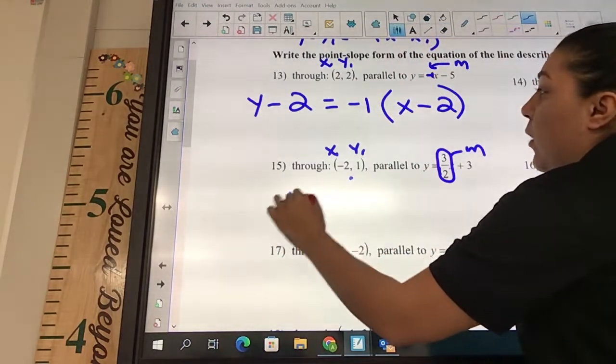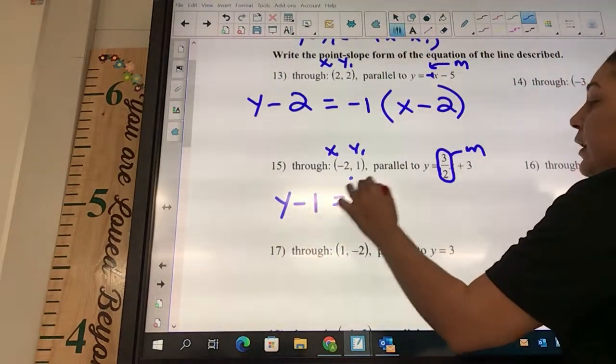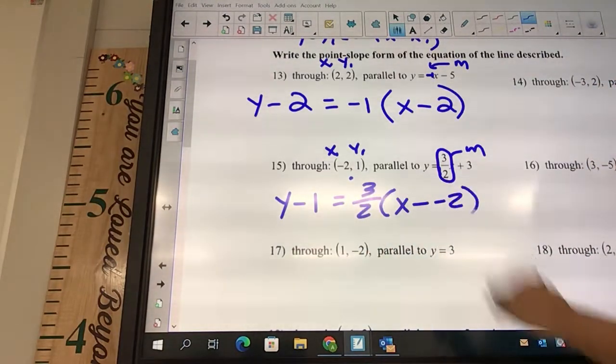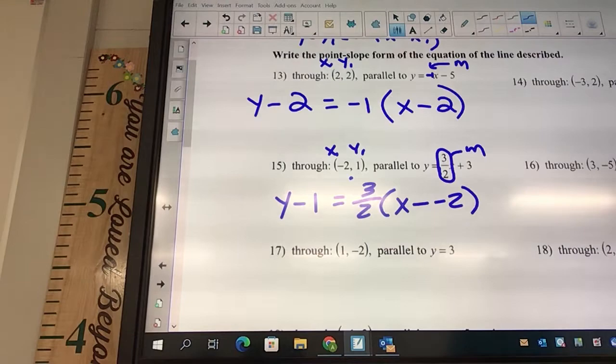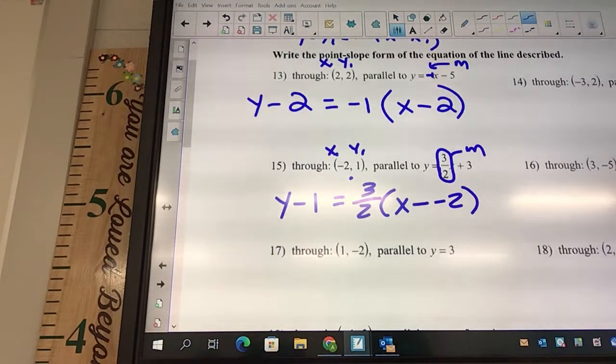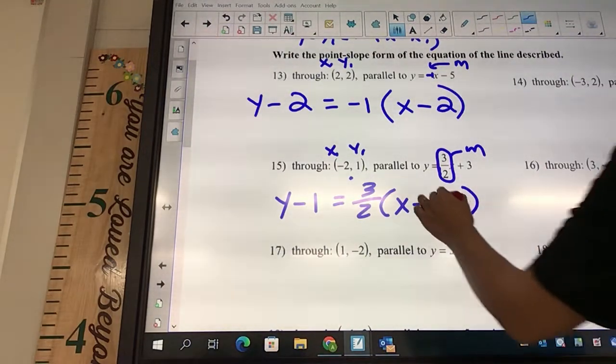Okay, so we got y minus 1 equals 3/2 x minus -2. And that minus minus, we need to make it into a plus.